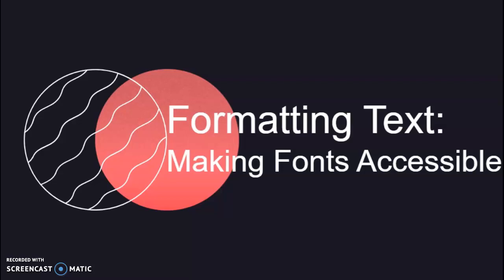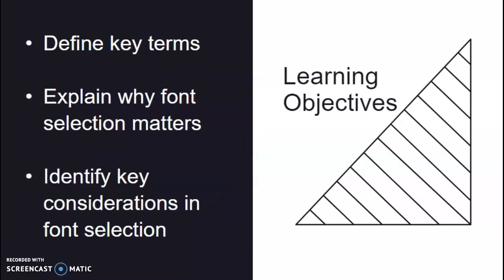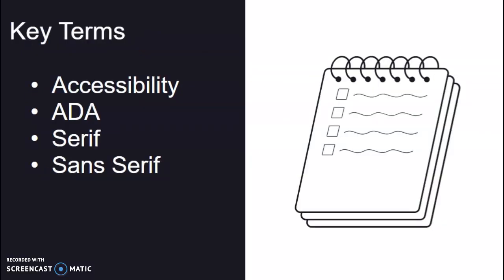When you're designing for e-learning, there are a million small decisions that can impact the overall effectiveness of your project. Font may seem like something that's pretty straightforward, but there are some easy choices you can make to help make your media more accessible for everyone. In this video, we're going to define key terms, explain why font selection matters, and identify key considerations in font selection. Key terms include accessibility, ADA, serif, and sans serif.